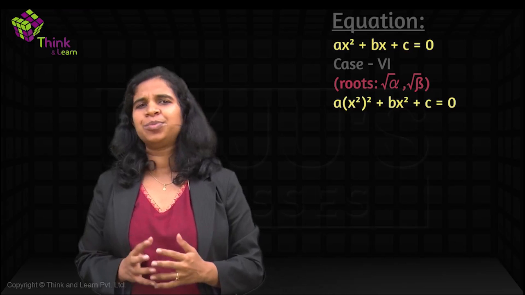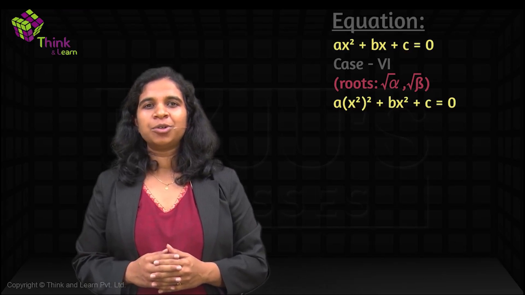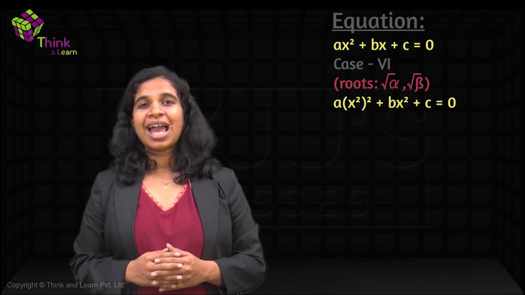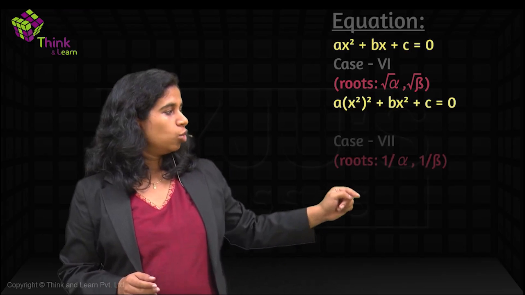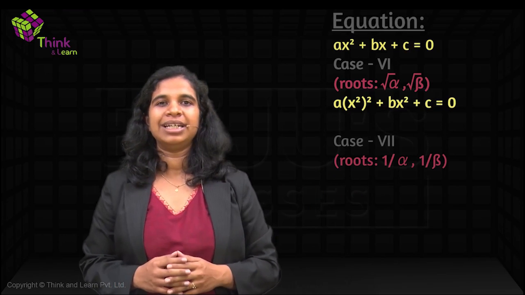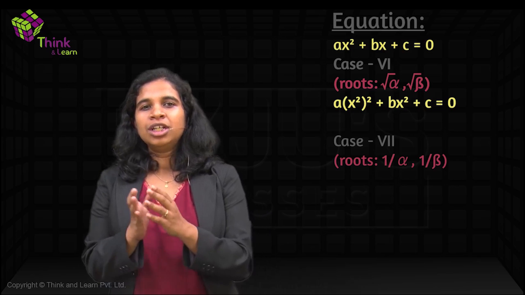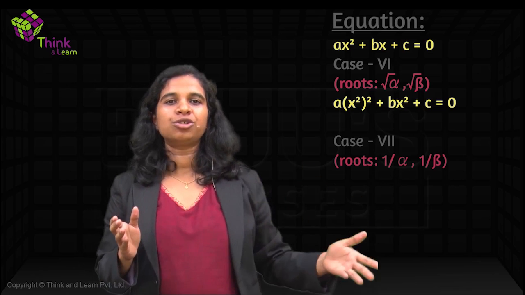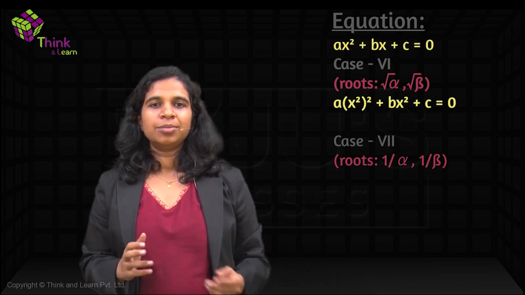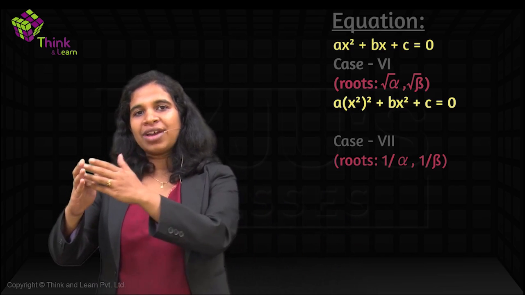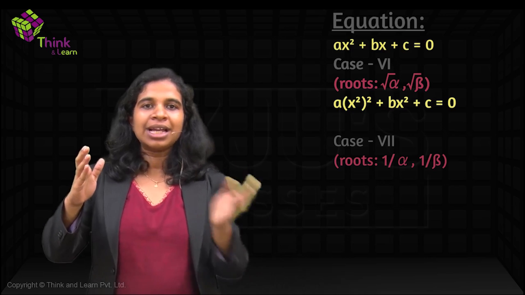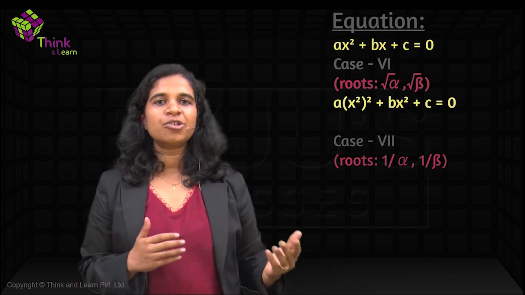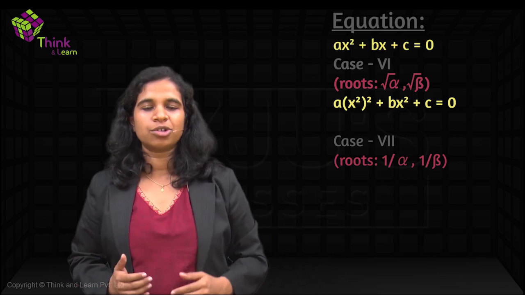Now what if I take a reciprocal? So instead of alpha and beta, I have an equation where the roots are 1 by alpha and 1 by beta. Now reciprocal, the opposite operation of a reciprocal is also a reciprocal. Why? Because x and 1 by x, right? Reciprocal of x is 1 by x. Reciprocal of 1 by x is x. So that is why the opposite operation of a reciprocal is also a reciprocal.